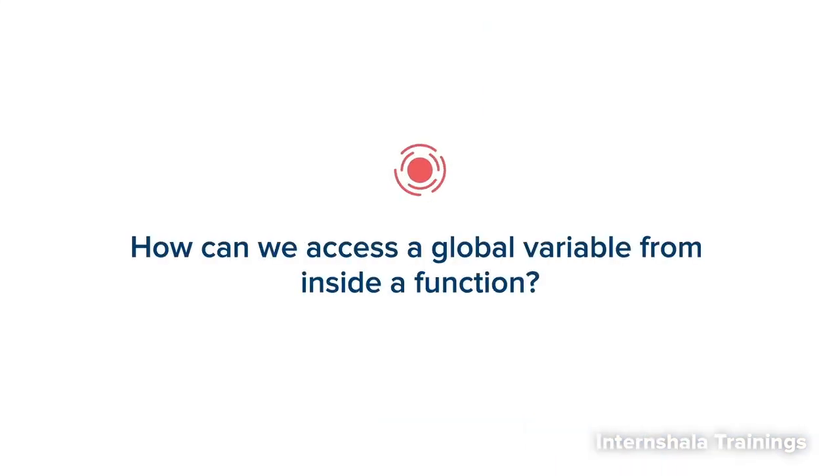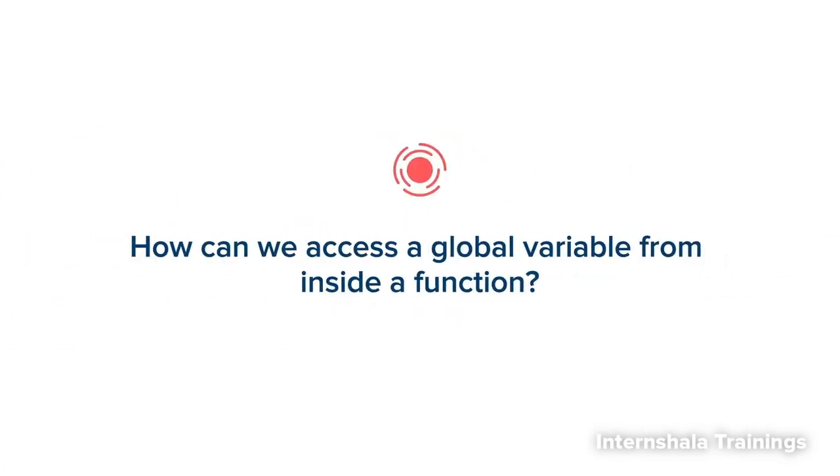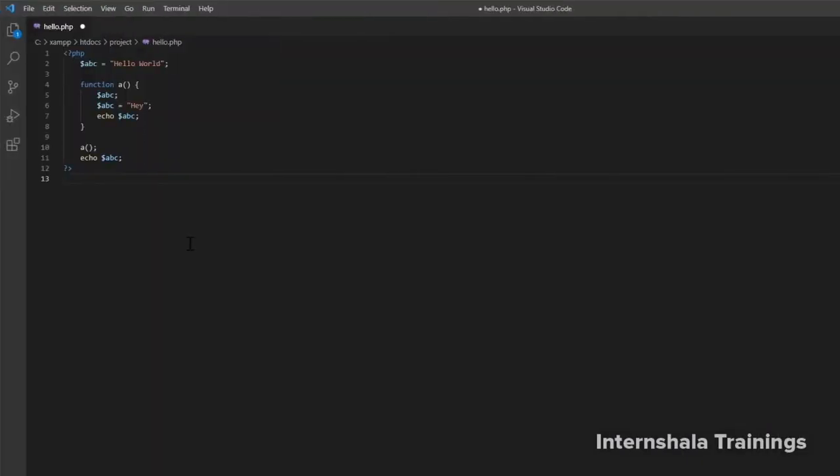There might be one question popping in our heads right now. Is it possible to access the global variables from inside a function at all? Well, the answer is yes. And we can do this by using the global keyword. Let us take the help of this code to understand.